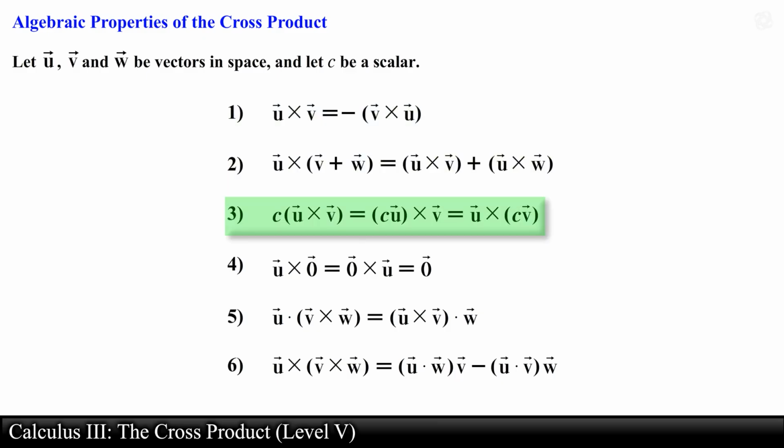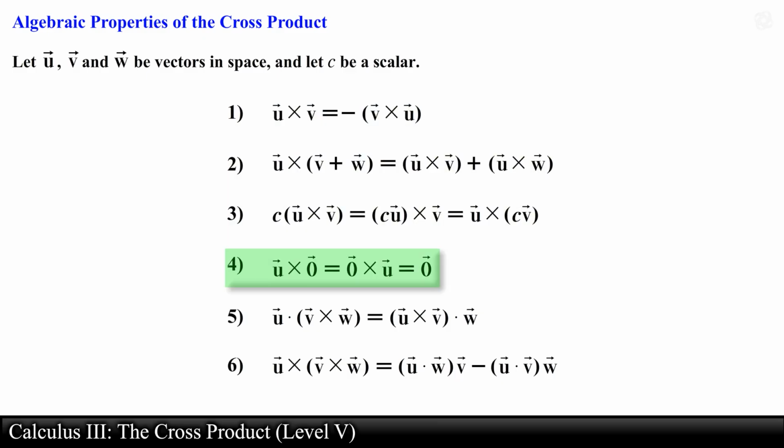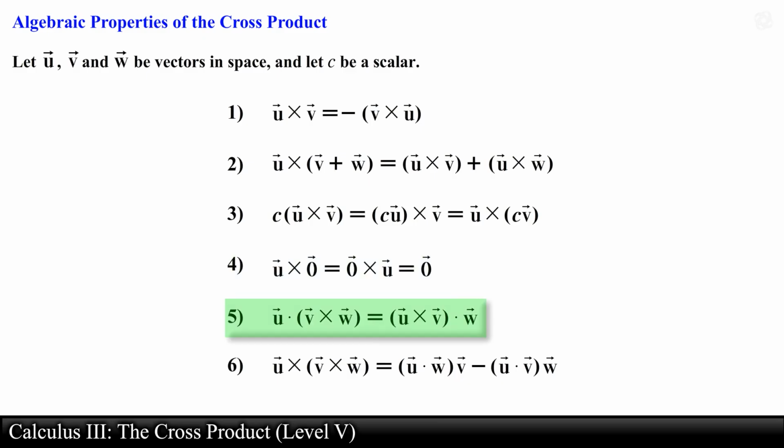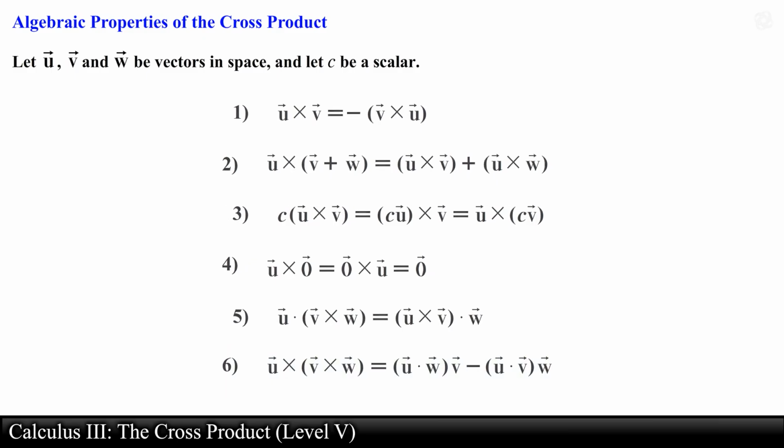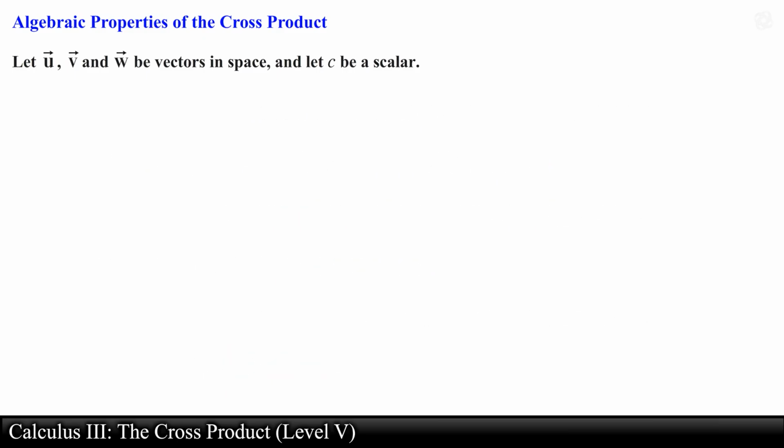Alright, and these are the 6 algebraic properties of the cross product that you should be familiar with. They will be very useful when solving various types of problems and when you need to derive certain expressions in the fields of mathematics and science. Alright, let's go over a couple examples that make use of these algebraic properties.